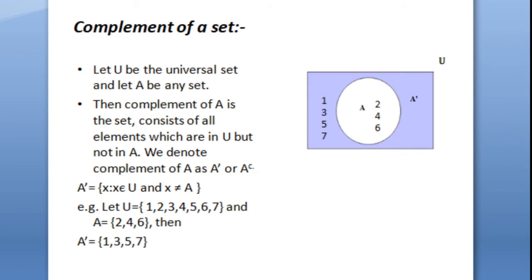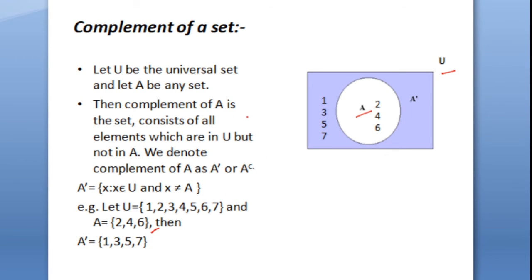Next, complement of a set. Let U be the universal set and A be any set. This is the universal set U, and this one is set A, any set we have taken. According to this example, we have taken set A as 2, 4 and 6, and the universal set as 1, 2, 3, 4, 5, 6, 7. These are the elements of the universal set.